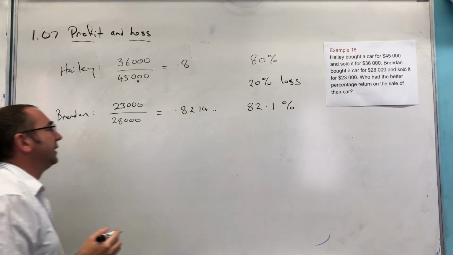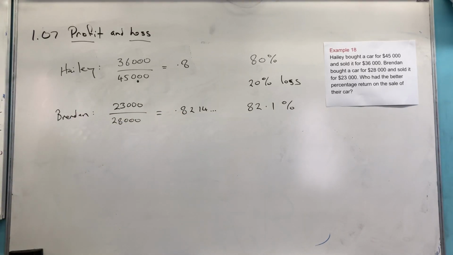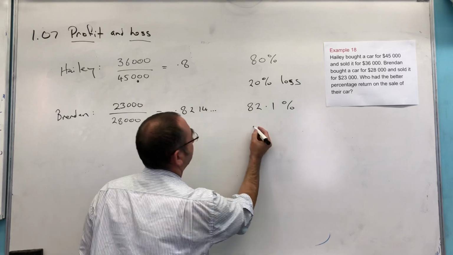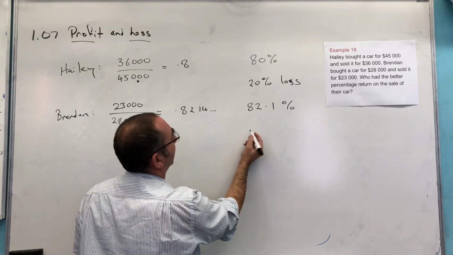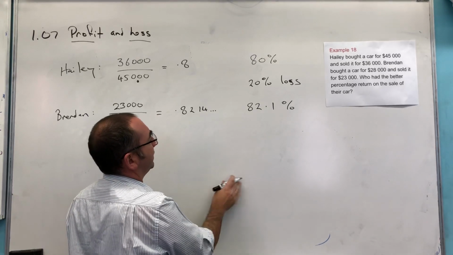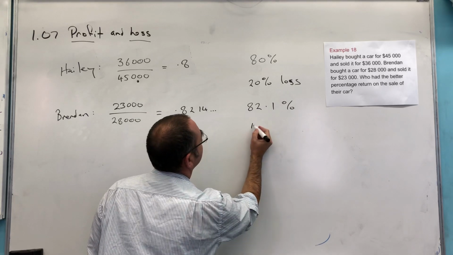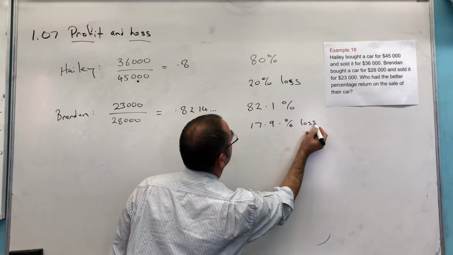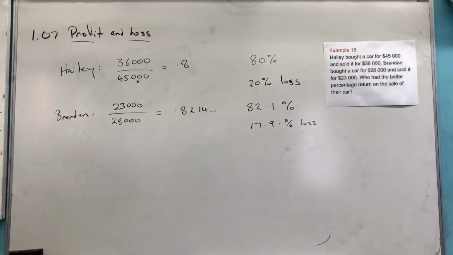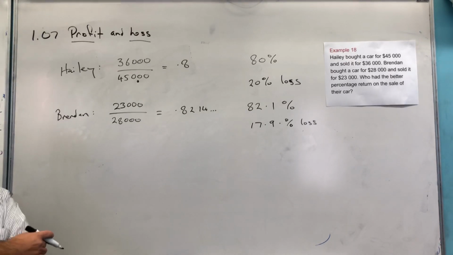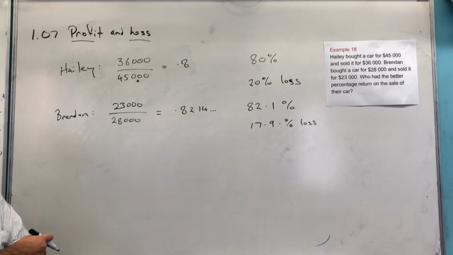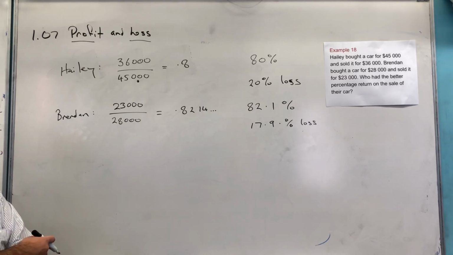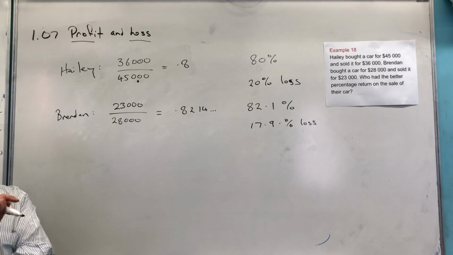to one decimal place. So his loss is 100 minus that, which will be, now I'm on the spot, so that is 17.9% loss. So who had the better percentage return? We would say Brendan, because he didn't lose as much money. Okay, who had the better percentage return? Brendan. All right, thanks.